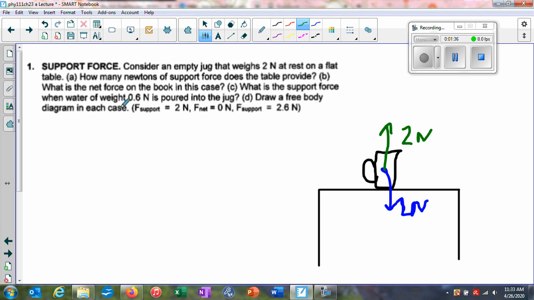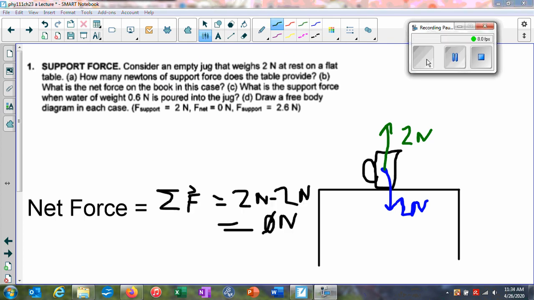What is the net force? The net force is going to be 2 newtons minus 2 newtons. So the net force is 0. All right, and I've written that out for you here. The net force is the vector sum of the forces, 2 newtons minus 2 newtons, and that is equal to 0 newtons. We know the net force is 0 because it's at rest. It's not going anywhere. The net force must be equal to 0.